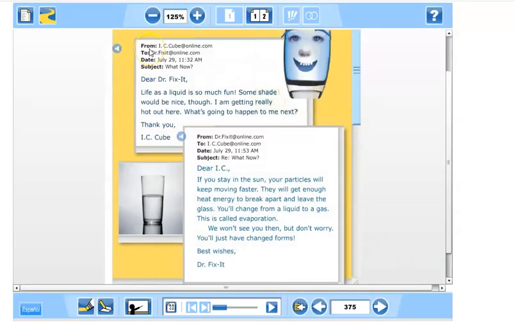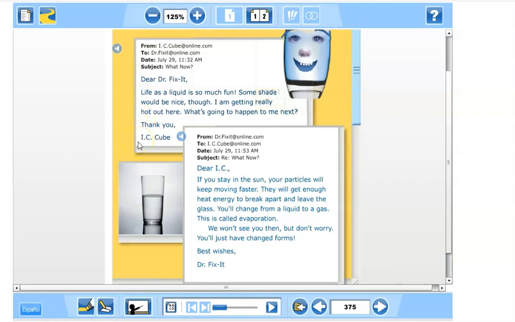Then we have from icq@online.com to Dr. Fixit again on July 29th, and it's a little bit later, same day. We're still in the AM, and the subject is, well, what now? Dear Dr. Fix-It, life as a liquid is so much fun. Some shapes would be nice though. I am getting really hot out here. What's going to happen to me next? Thank you, Icy Cube.